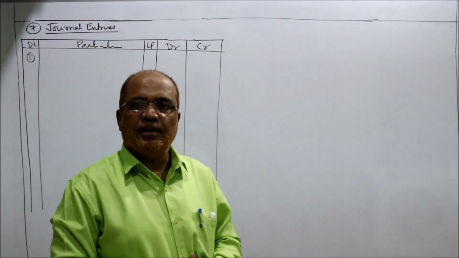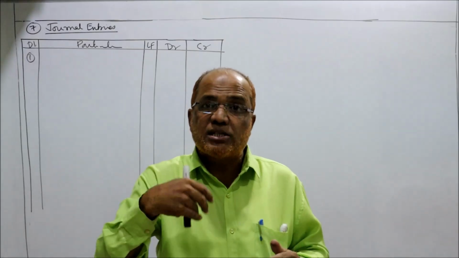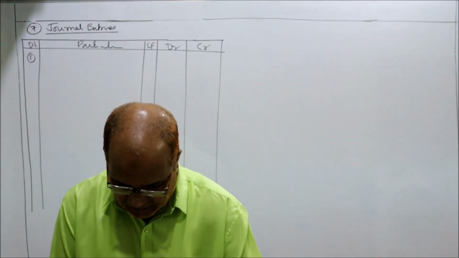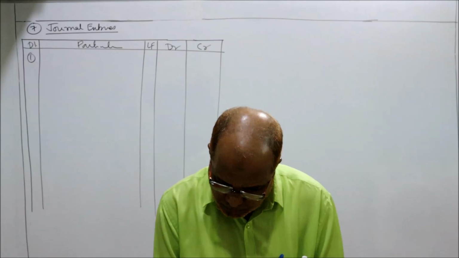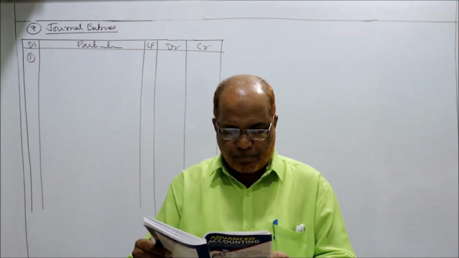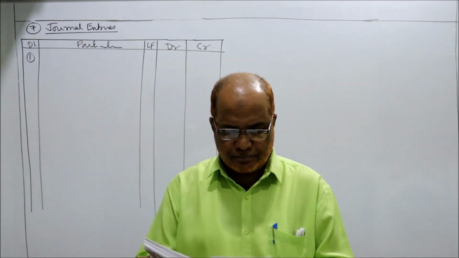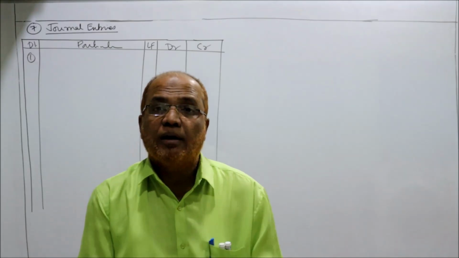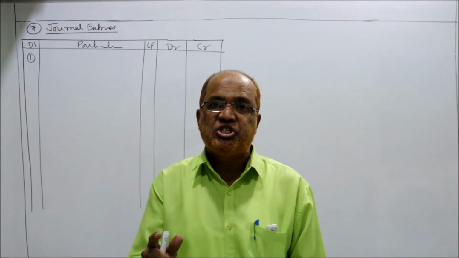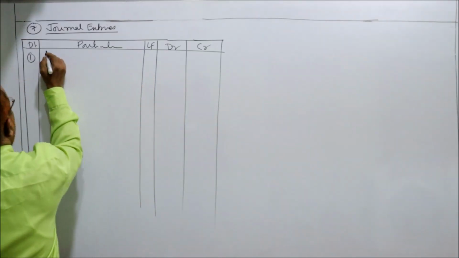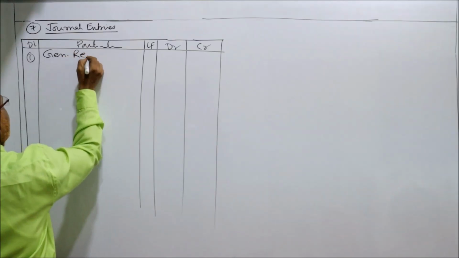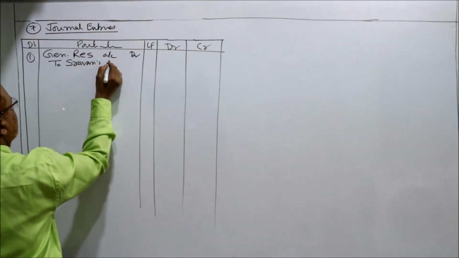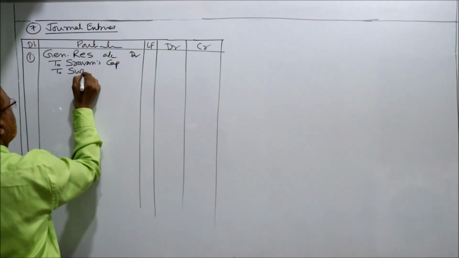Now, while passing the journal entry, I am not going to write the narration. I am explaining the narration. You write it down yourself. So first of all, the first entry is regarding the cash brought by the new partner. How much cash is being brought by the new partner? It is not given how much capital the new partner brings, but first entry will be general reserve. So entry will be general reserve account debit to Sravan's capital, to Swarup's capital.